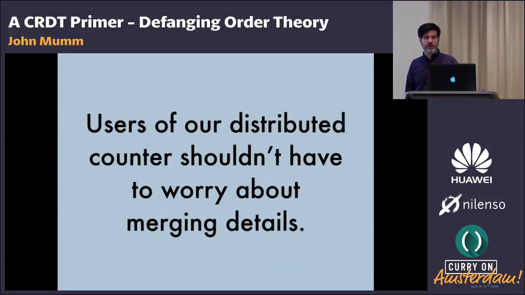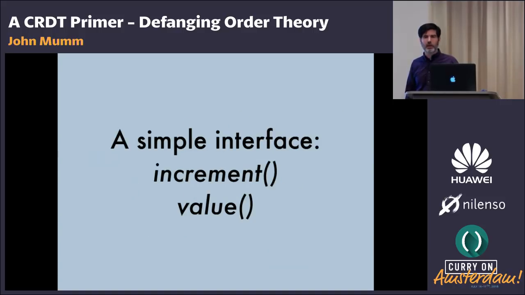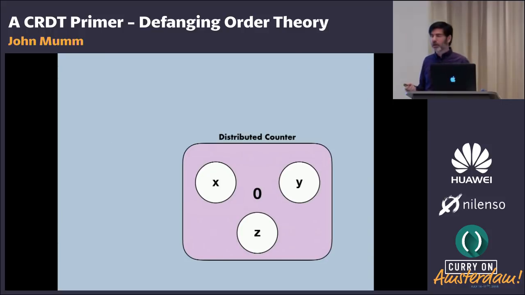Now, users of our distributed counter shouldn't have to worry about merging details. They should just be interacting with a simple interface. Right? The way they think of it is, I can either increment this counter, or I can request the value of the counter right now. In reality, our counter is going to be implemented across all of these nodes in our network. But to the user of the CRDT interface, that's not true. There's just one counter that they're interacting with.